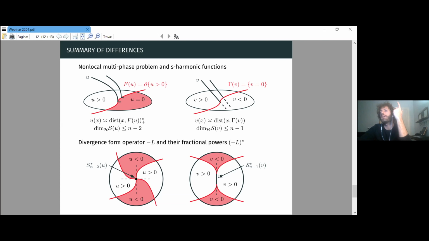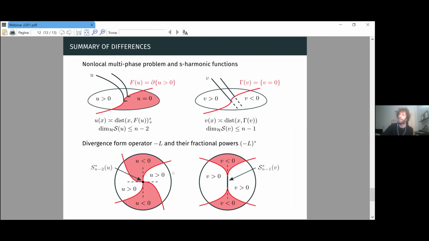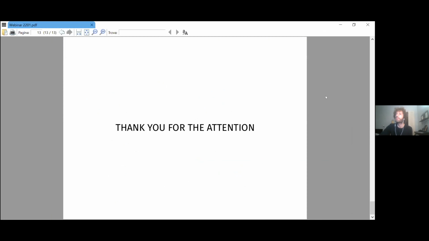Instead, in the fractional case, you can have a singular set which is big, in the sense that here it is a line. So in the singular set, in the fractional case, you can have both cases, and the structure here is somehow more interesting for that reason. And this is all due to the non-local aspect of the operator. So with this, I will finish my talk and thank you for the attention.